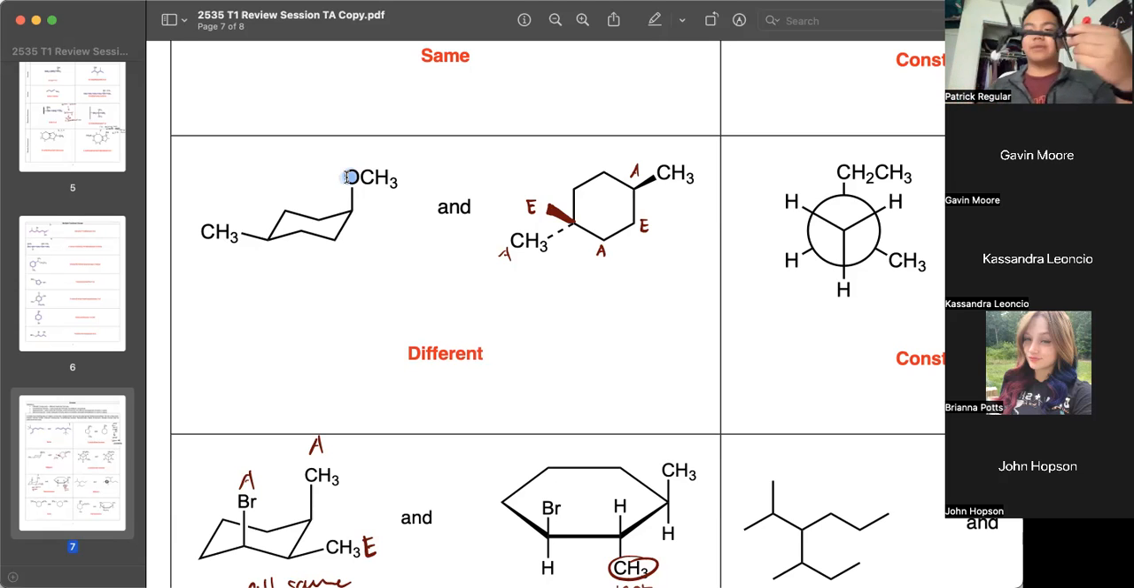Now, if we were to do a chair flip, all right, chair flip. Both are equatorial. And chair flip again. Both are axial. However, in the drawing I see on the left, one is equatorial while one is axial. And when they alternate, they would just be axial and equatorial. So I know that they would be stereoisomers.